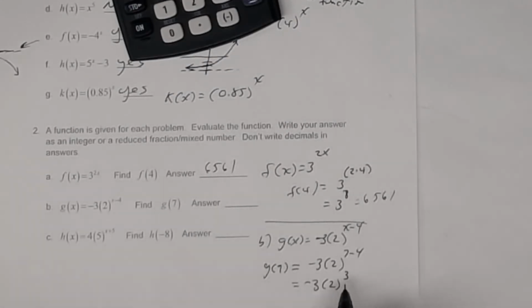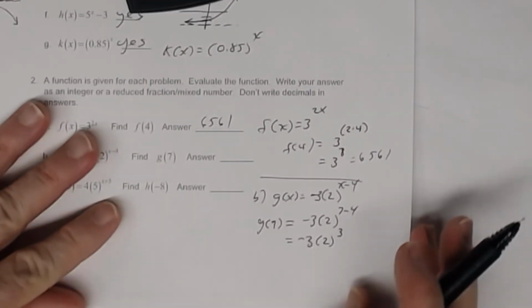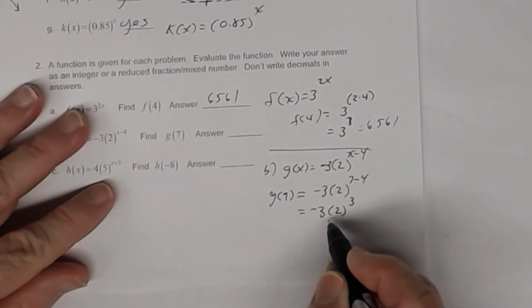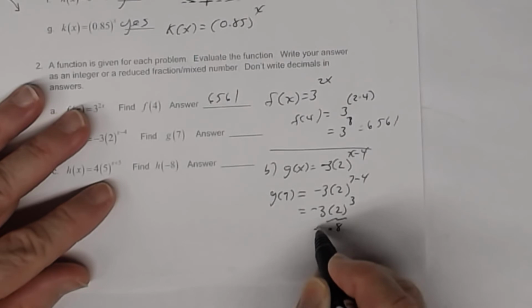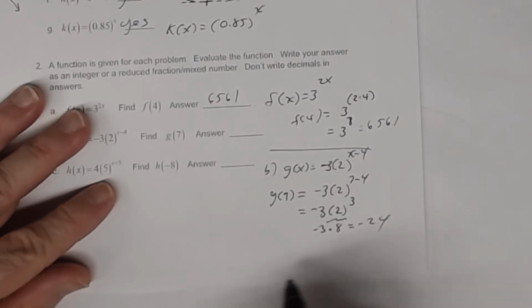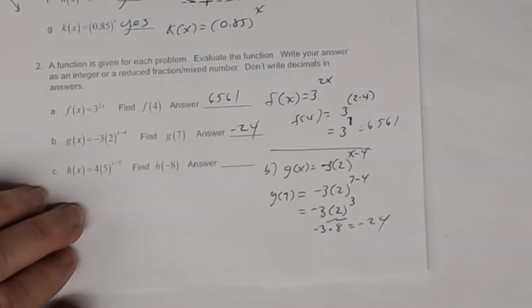And I really don't need my calculator here, right? Because we all know what 2 to the 3rd power is. 2 to the 3rd is 8, and then 8 times negative 3 is negative 24. So the answer is negative 24.